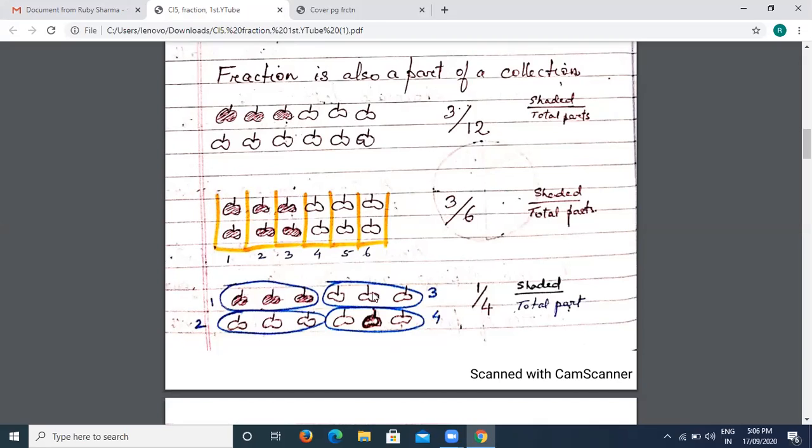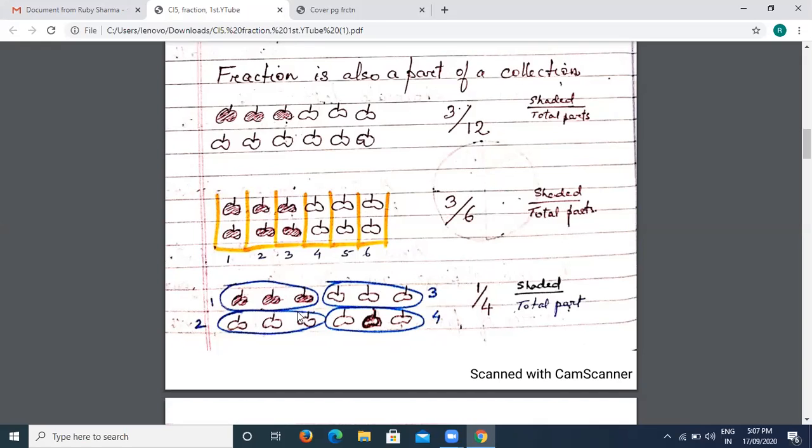Now next here, it is the same 12 apples which is divided into 4 equal parts. First, second, third and fourth. And each part has 3 apples. Of course, each part must have equal number of apples. Otherwise, we cannot compare in a fraction. So here, though it is 3 apples, fraction is 1 by 4. So 1 by 4 of 12 apples actually means 3 apples.